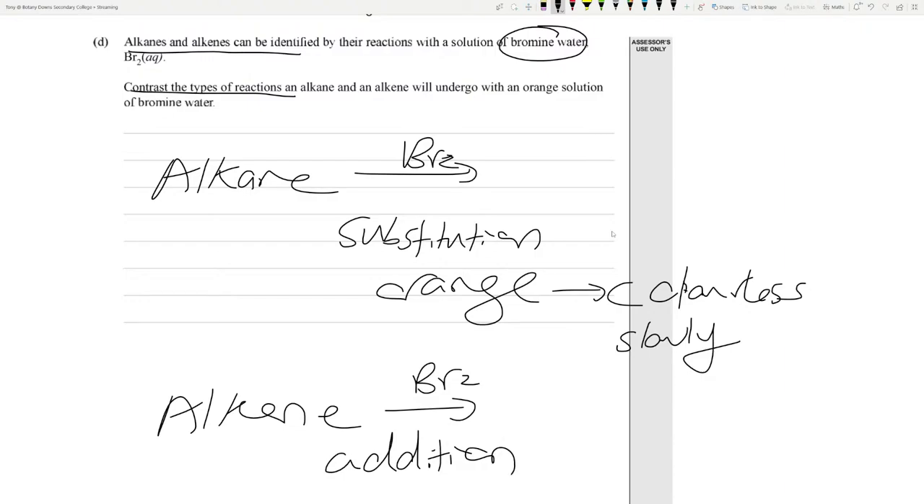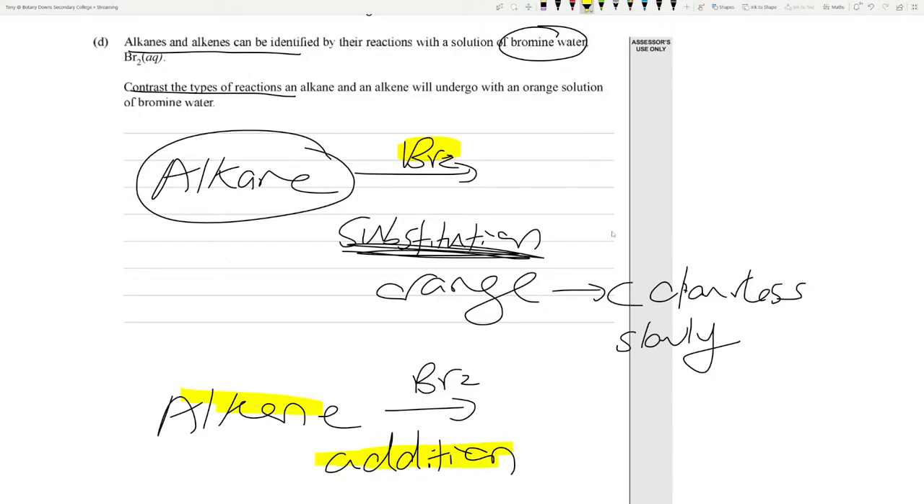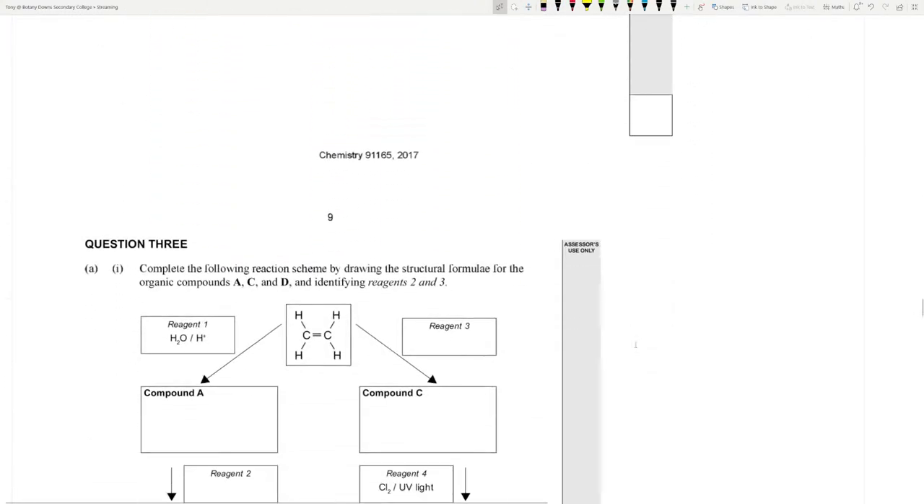So you need to explain the reaction. Like say alkane, why is it a substitution reaction? Because one of the Br is substituted into the molecule. Why is the Br2 reacting with alkene in an addition reaction? Because you're breaking the double bond, then you are adding the two Brs across. Okay, so nice and easy.